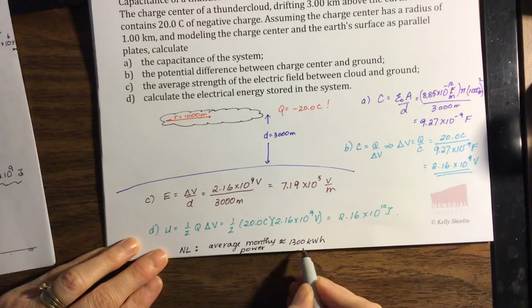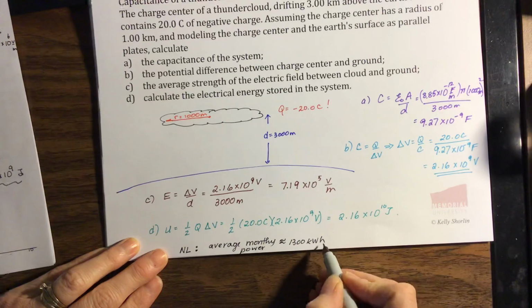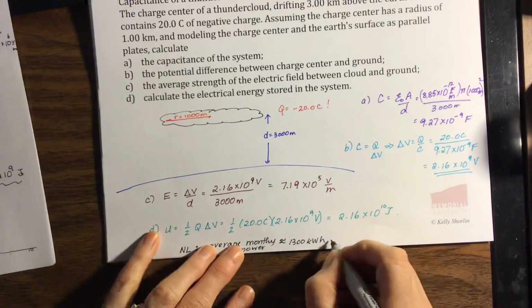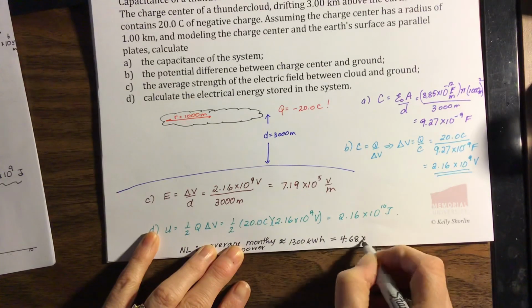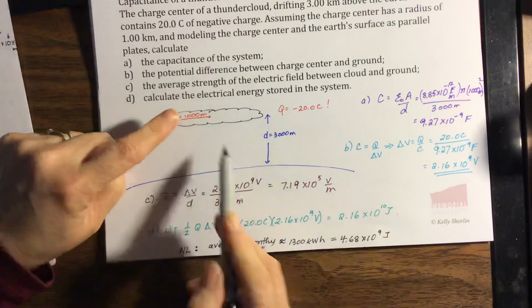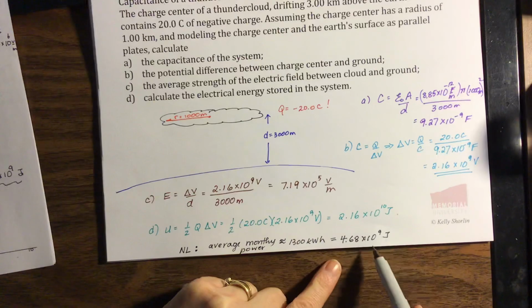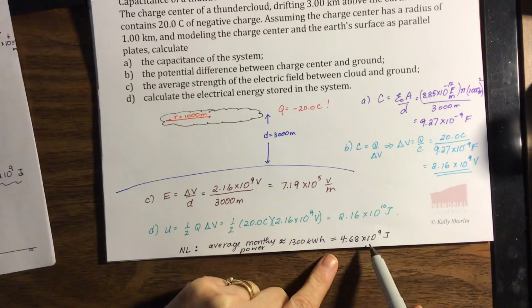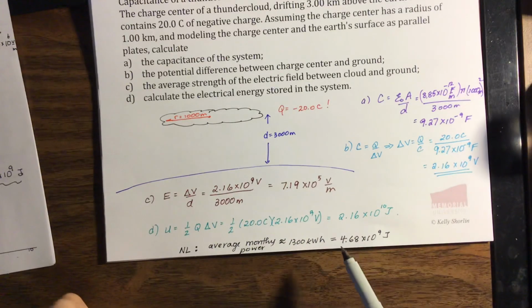But at any rate, 1300 kilowatt hours, so 1300 kilowatts is 1300 times 1000 watts. An hour is 3600 seconds. So you can do a conversion to show that this is equal to 4.68 times 10 to the 9 joules. So the energy stored in this system of the cloud to ground is about 10 times as much as average Newfoundlanders use power in a month. So that's about 10 times the energy that Newfoundlanders would use in about a year. I find that kind of neat in context.